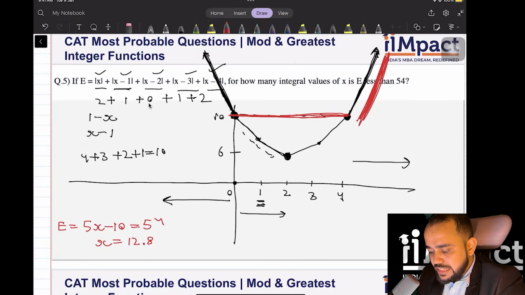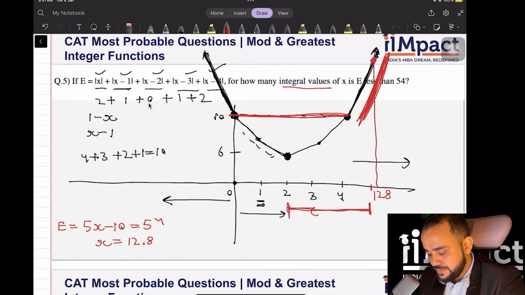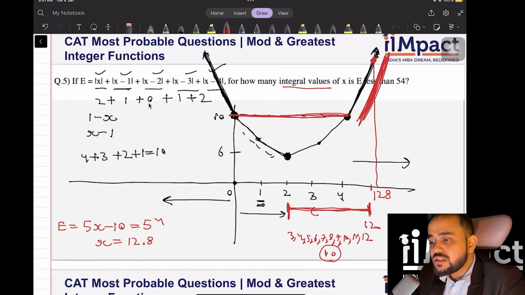So the integer values that you can take, let's say at x is equal to 12.8, you are taking a value of 54. So all integers before this until 2 are allowed. So you are getting how many integers here? From 12 to 2. So you will have 3, 4, 5, 6, 7, 8, 9, 10, 11, 12. A total of 10 integers here. Because the graph is symmetrical, you will also get 10 integers here.